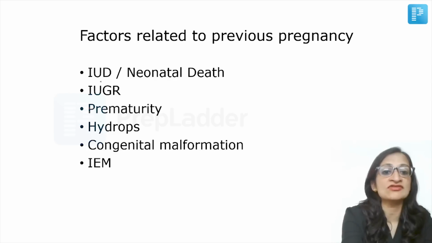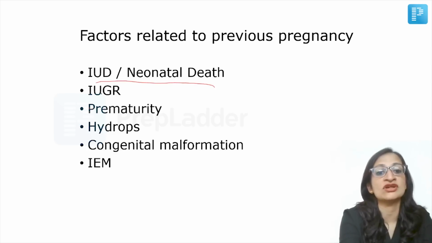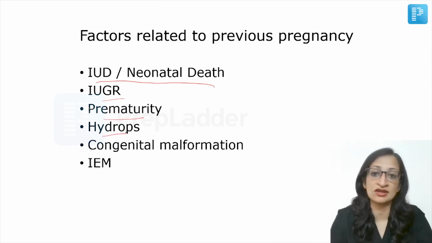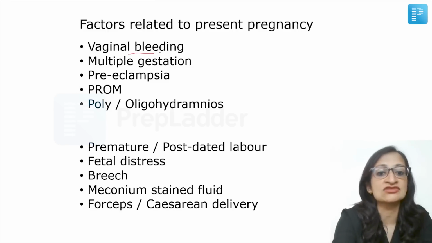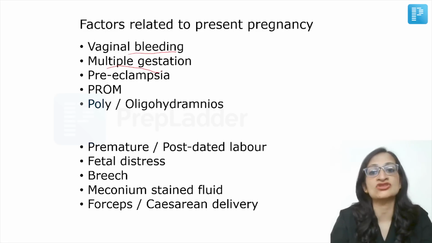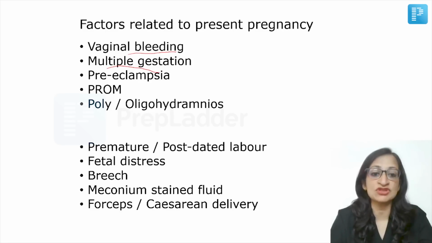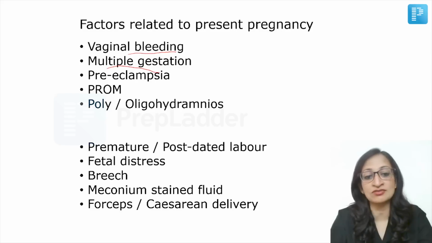Related to previous pregnancy, if there has been an intrauterine death or neonatal death or IUGR, prematurity, hydrops or congenital malformation or IEM in the previous pregnancy. Related to present pregnancy, if during pregnancy the mother has vaginal bleeding, twins or triplets or quadruplets, or preeclampsia, premature rupture of membrane, poly or oligohydramnios.